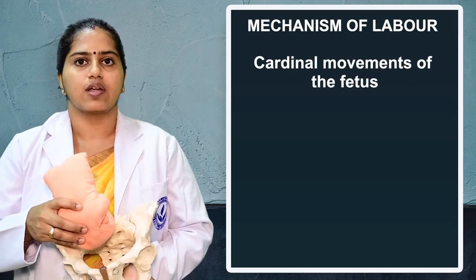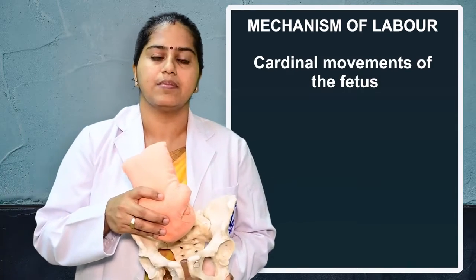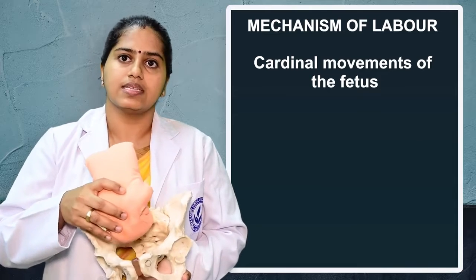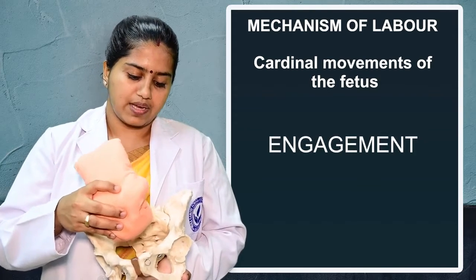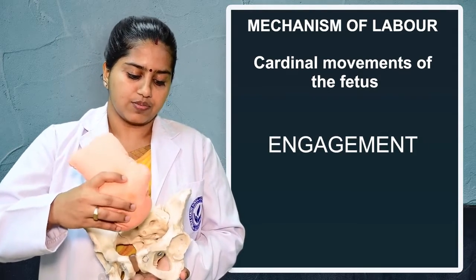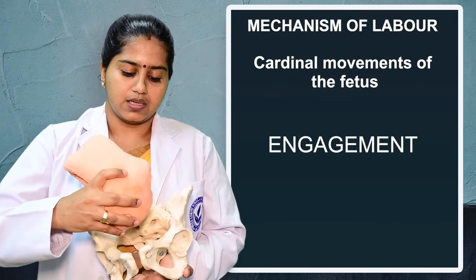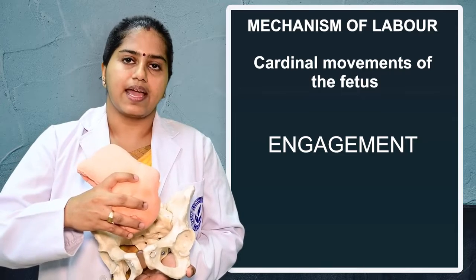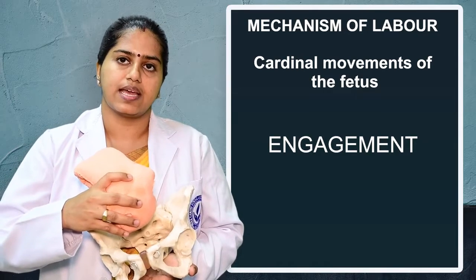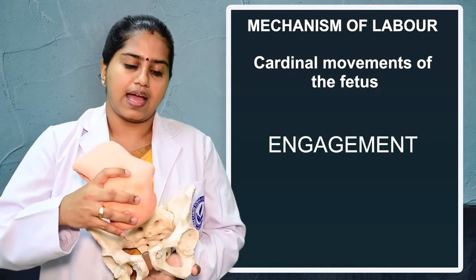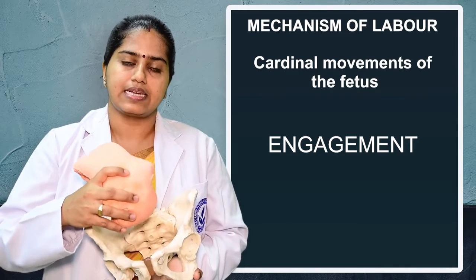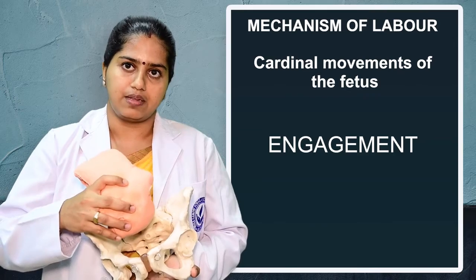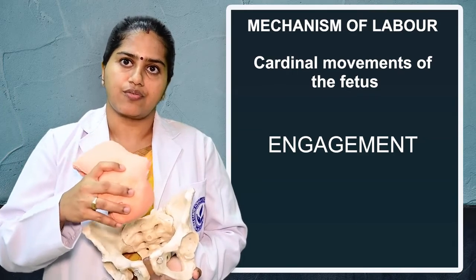Next we will see the cardinal movements in mechanism of labor. Before the cardinal movements, the first component is engagement. In LOA, the engaging diameter of the fetal head is the biparietal diameter, that is, the transverse diameter, 9.5 cm, and the anteroposterior diameter of the fetal head is suboccipitobregmatic, also 9.5 cm. This is the engaging diameter of the fetal head.